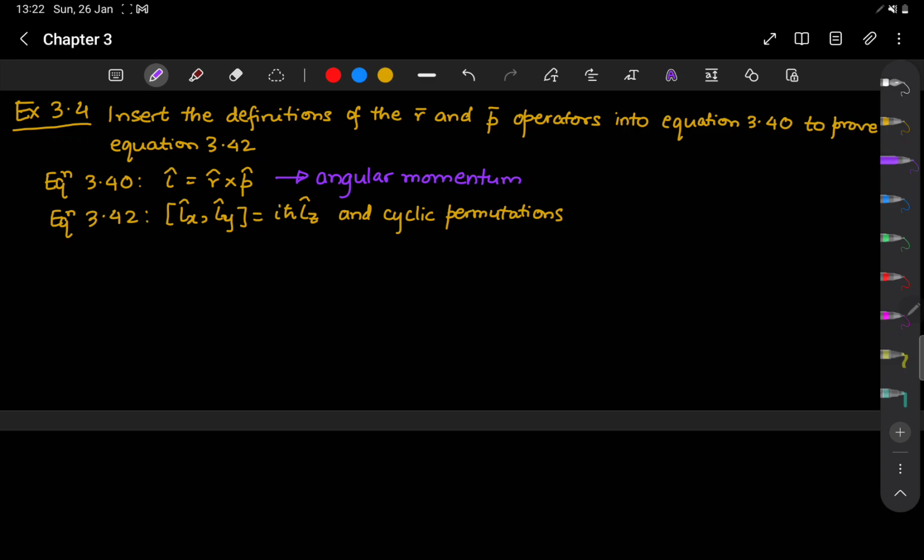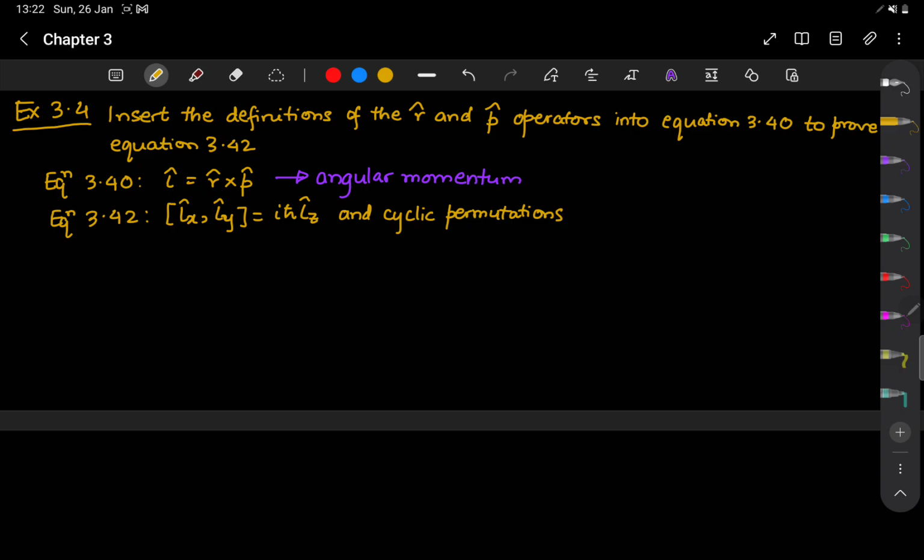So the question is, insert the definitions of the R and P operators, which are the position and linear momentum operators. Sorry, I should have written this cap over here because these are operators. Bar denotes a vector and cap denotes an operator. So insert the definitions of the R and P operators into equation 3.40 to prove equation 3.42.